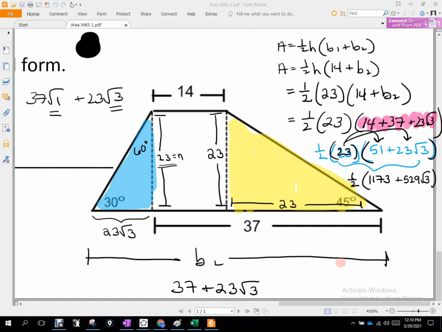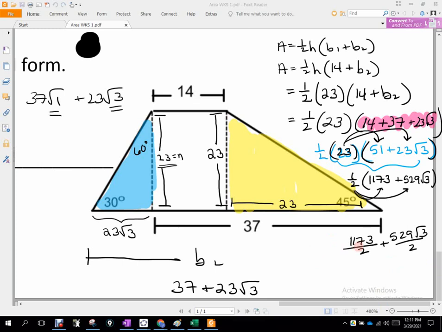Does it make sense? What do I need to do with that 1/2 then? It's the same as it was up here in blue, wasn't it? Same image. I need to distribute. So take that 1/2 and distribute. So we get 1173 over 2 plus 529 radical 3 over 2. And that would be a fine answer.